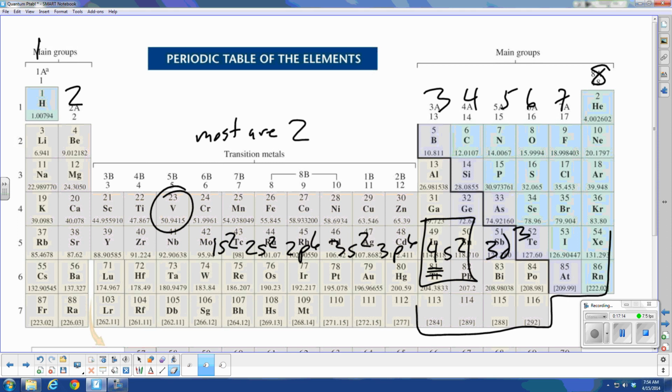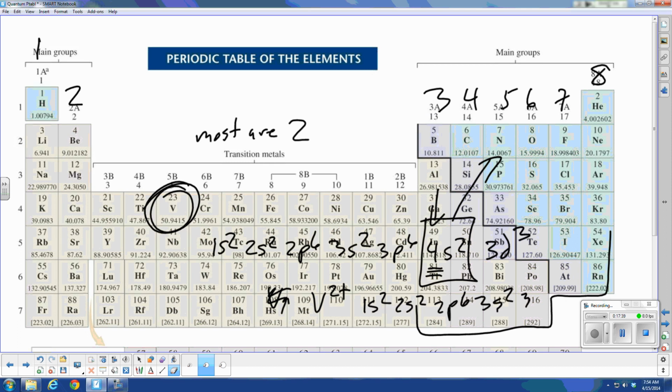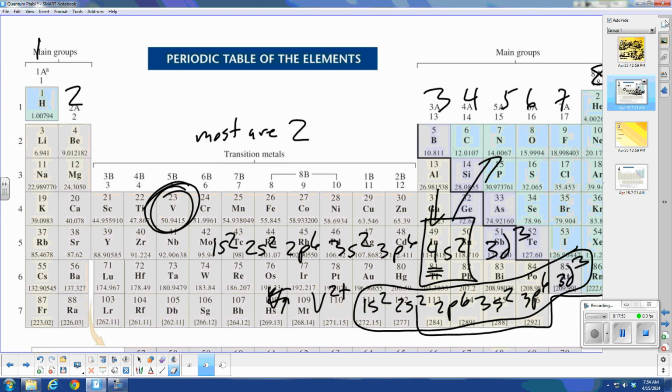Good. Now, by the way, when vanadium becomes an ion, which electrons is it going to lose first? It's going to lose the electrons in the highest energy level first. So a vanadium 2 plus is going to lose these electrons, meaning it will have an electron configuration of 1s2, 2s2, 2p6, 3s2, 3p6, 3d3. That is the electron configuration of the vanadium ion, right? Okay, good. Let's move on. I hope that's good enough for valence electrons.